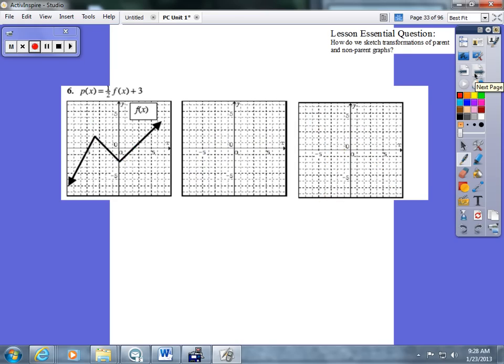Last one, 1/2, and then +3. So again, I'm going to do the half first. So important points. I'm going to do this all at once. So follow along. 0 times a half is 0 plus 3. 1, 2, 3. 2 times a half is 1 plus 3. -2 times a half is -1 plus 3. And finally, 0 times a half is 0 plus 3. So you see how my graph has been shifted up and it looks like it's compressed.